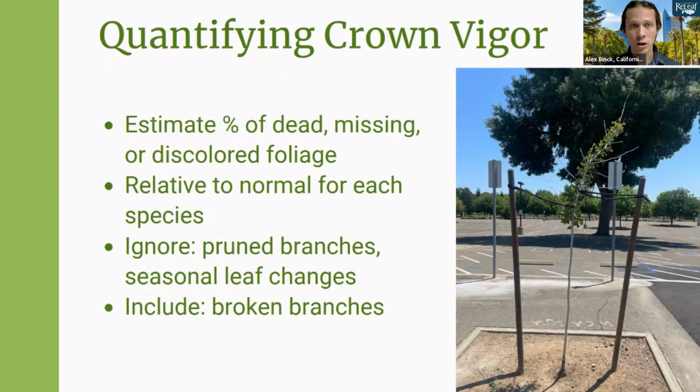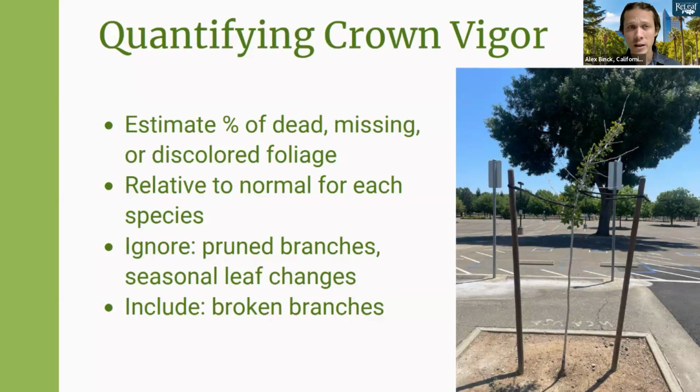Basically, what we're going to do is look at this tree over here on the side. Hopefully you guys can see that okay. What we're trying to assess is what percent of a normal healthy canopy is missing, dead, or discolored, right? So we want to imagine what this tree would look like if it was completely healthy and normal, and then count what percent of that is missing in this case, right? Because the foliage that is there, it's green, it looks relatively healthy. So for this particular tree, it's really just that missing foliage.